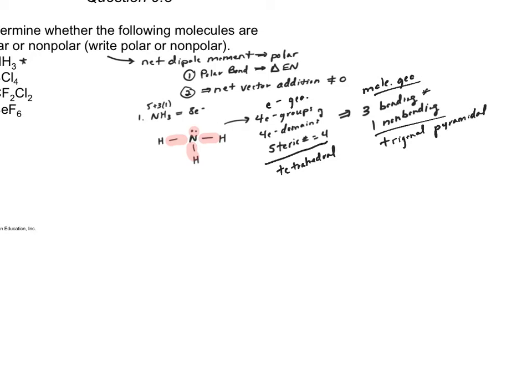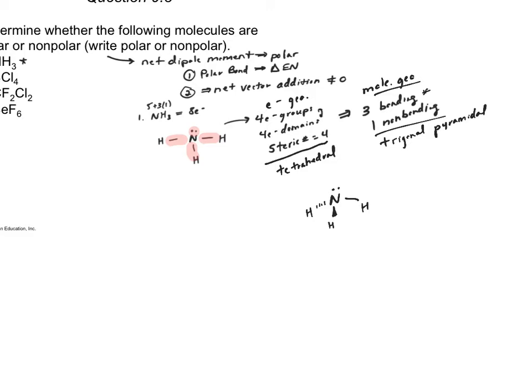And so if we drew that, we would have a nitrogen. We'll let the lone pair be in the plane of the board. We'll have, let's say, one bond coming out at us, one bond going in. We have a hydrogen, and then we've got this guy, another hydrogen.